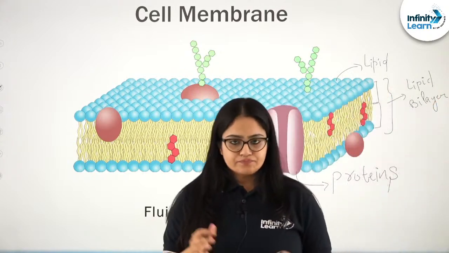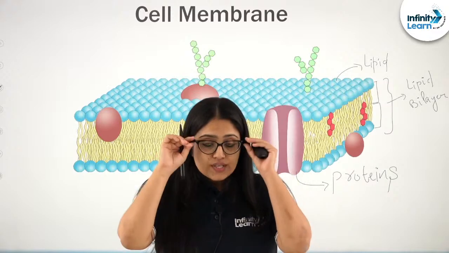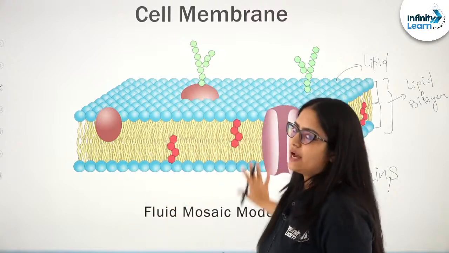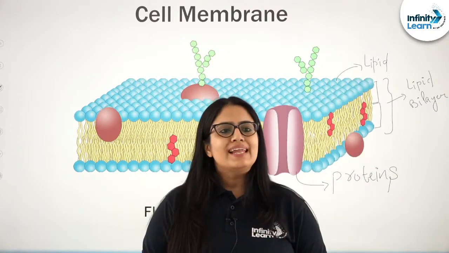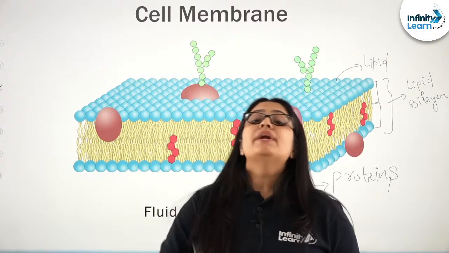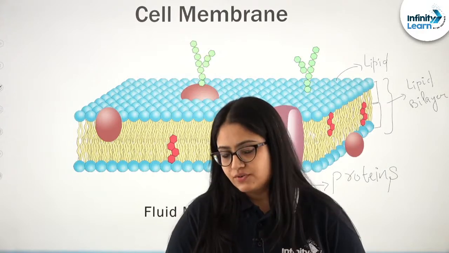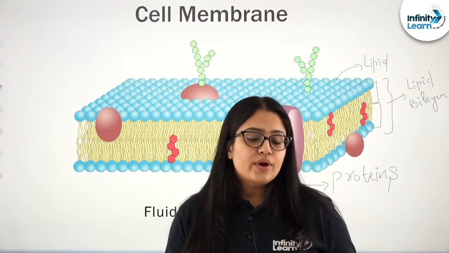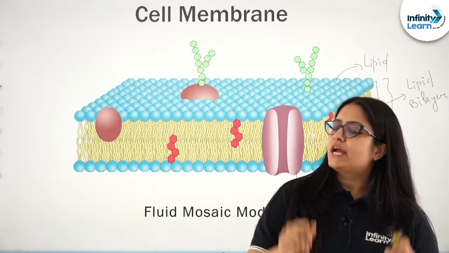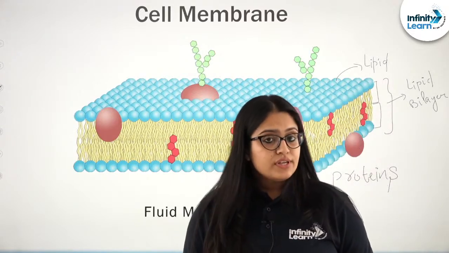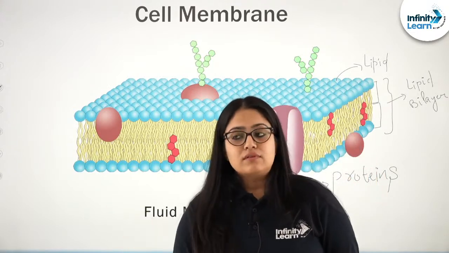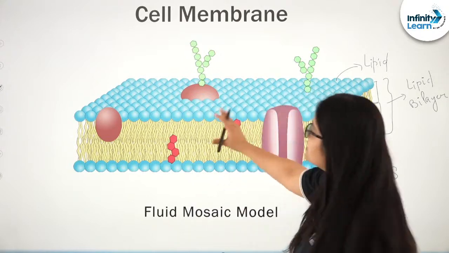Now, let us discuss in brief about proteins. If I talk about all the proteins that are present inside plasma membrane, I can broadly categorize them into two parts, depending upon the ease of extraction. That means how easily you can extract proteins from the plasma membrane. So, there are two types of proteins. One is the peripheral proteins and the other type is the integral proteins. Let us see how these proteins look in this diagram.